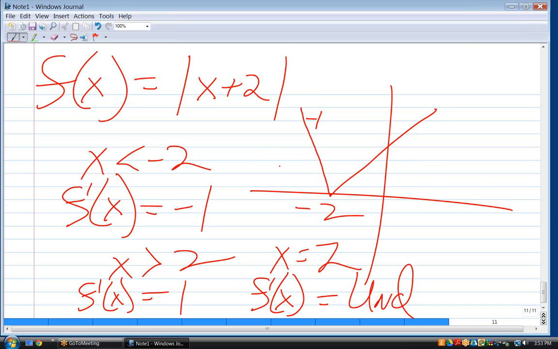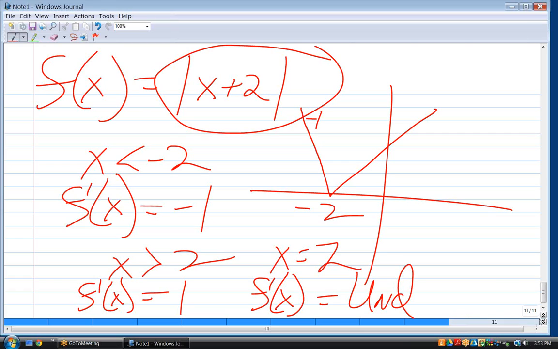Notice that if you try to draw the slope of the tangent line there, you might come up with that, you might come up with that, you might come up with that. It's because you can't make the slope of the tangent line at a corner. There are certain functions that are not differentiable in their entire domain, and this is one of them. This is differentiable everywhere except -2. It's the only point that's not differentiable.